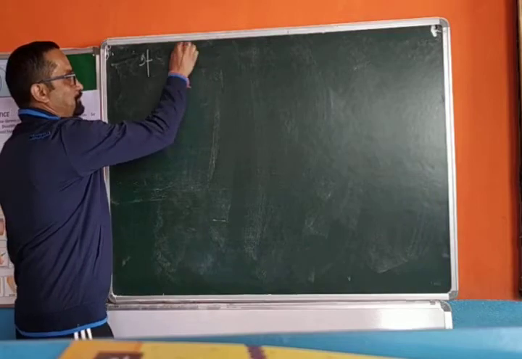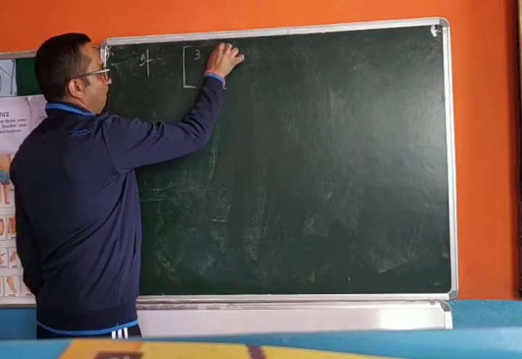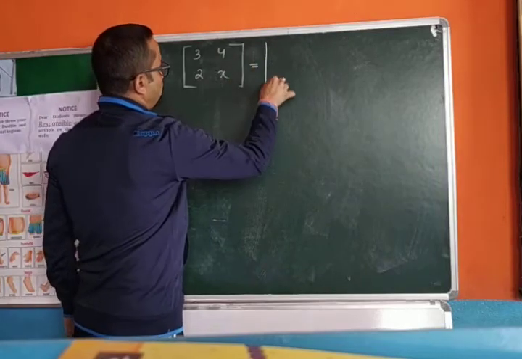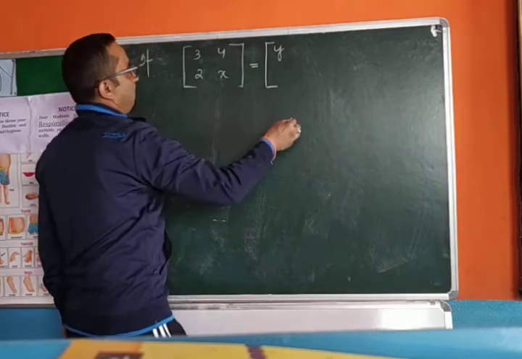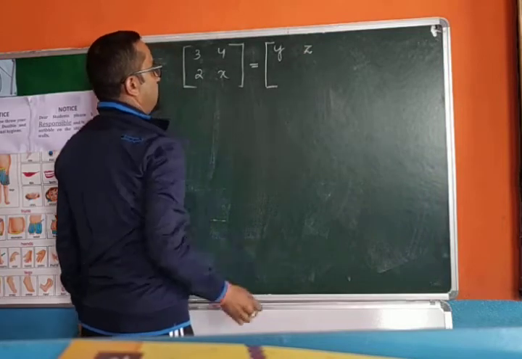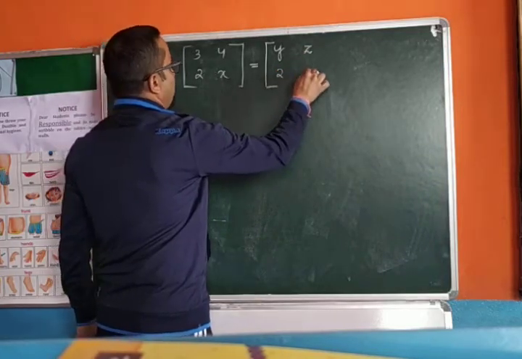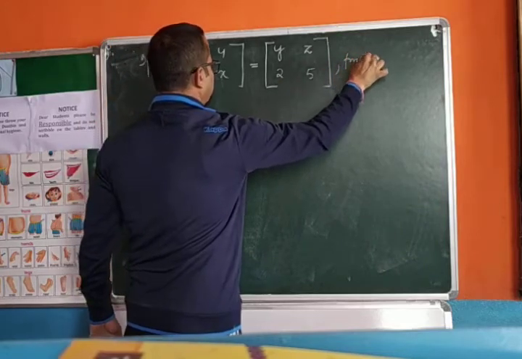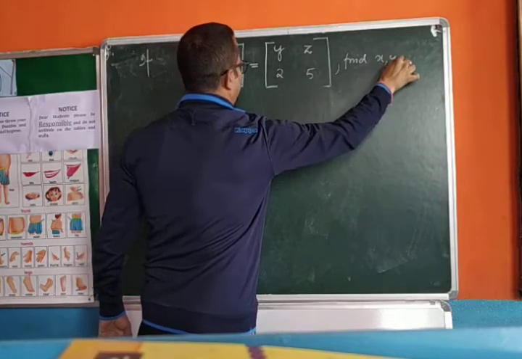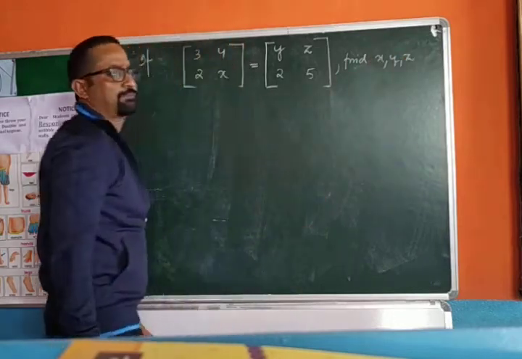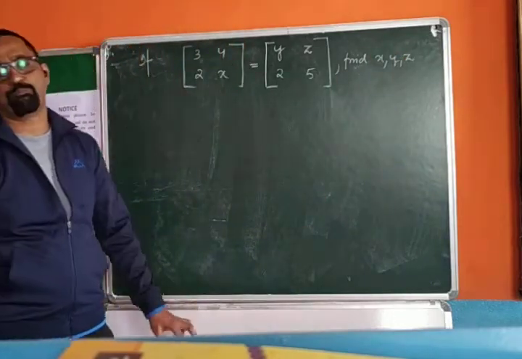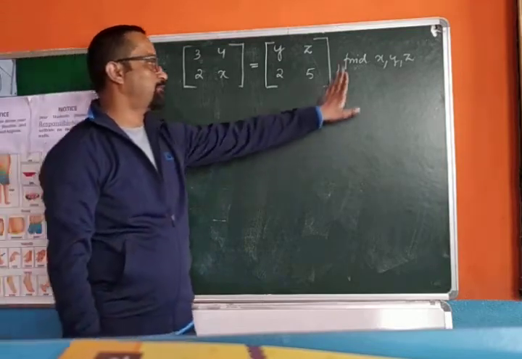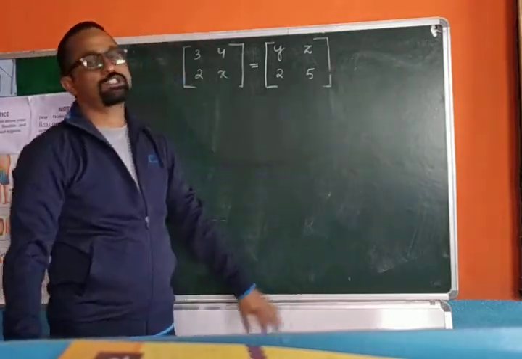If the matrix 3, 4, 2x is equal to y, z, 2, 5, find x, y, z. Look at this given sum. What you need to do is copy the entire sum.